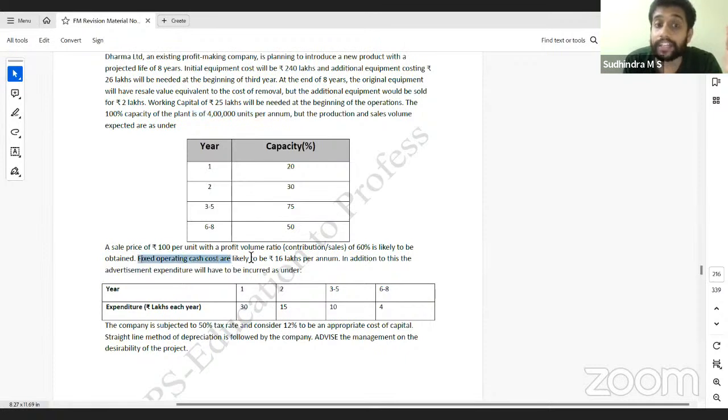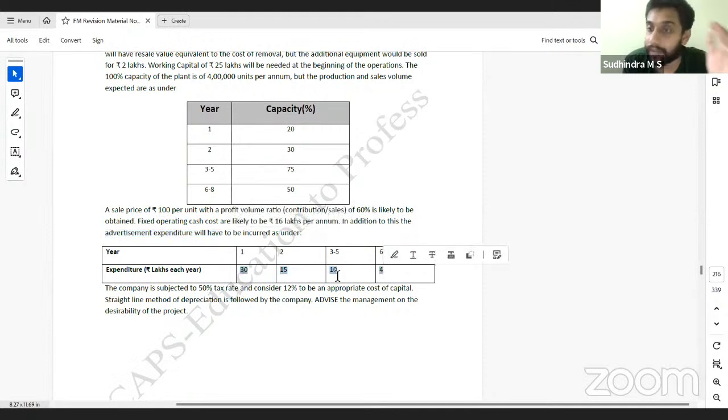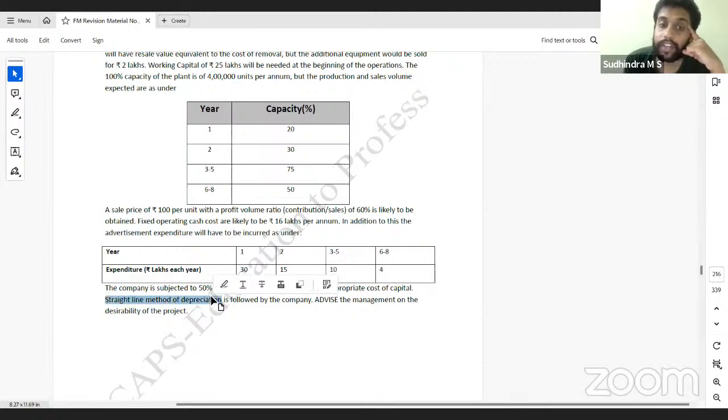Then fixed operating cash costs are likely to be 16 lakh. Cash cost directly given. Fixed operating cash cost, so 16 lakh. In addition to this, advertisement expenditure will be incurred. These advertisement expenses should be reduced. Company is subjected to 50% tax rate and 12% cost of capital. Straight line method of depreciation is followed. Advise the management on desirability.